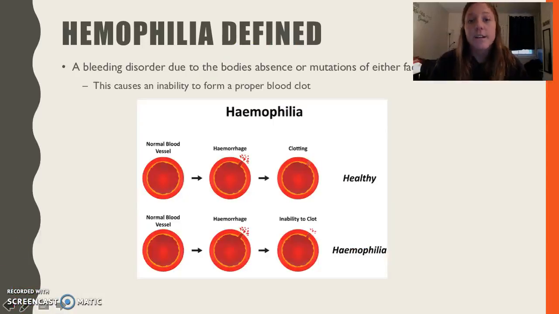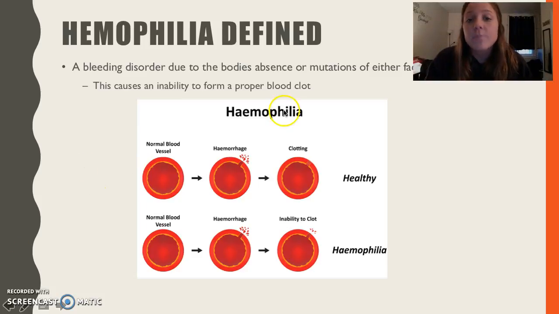Hemophilia disorder is defined as a bleeding disorder due to the body's absence or mutations of either factor VIII or factor IX gene. I'll go into more detail about what those factors are and what they do for the body, but for now, in general, this causes an inability to form a proper blood clot. Blood clots aid the body in preventing excessive blood loss during an injury or a cut.